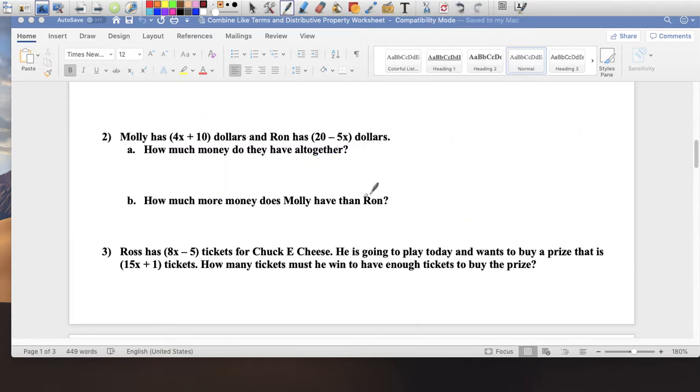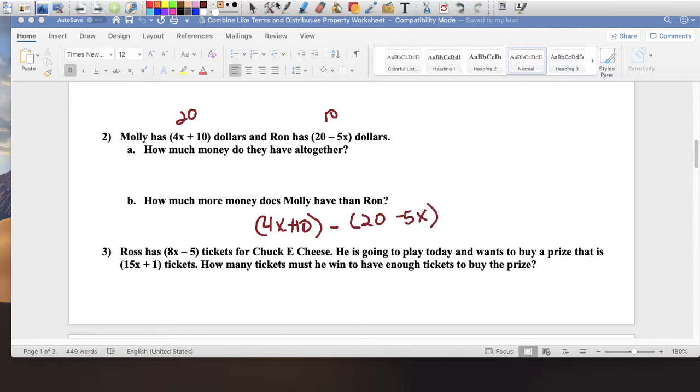Now, how much more money does Molly have than Ron? So again, if Molly had 20 bucks and Ron had 10, and I asked you how much more Molly has, you would do 20 minus 10, right? So this is a subtraction problem, right? So knowing that it's a subtraction problem, I will put parentheses. 4x plus 10. I take this and I subtract 20 minus 5x.